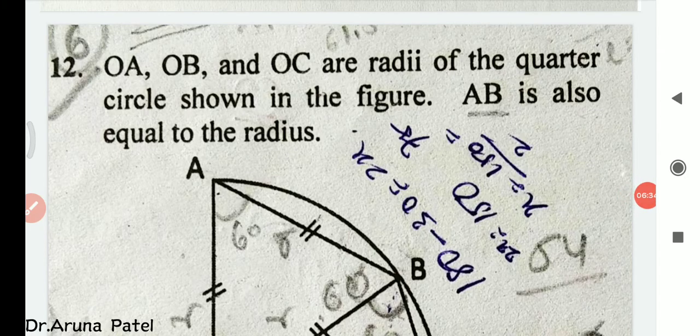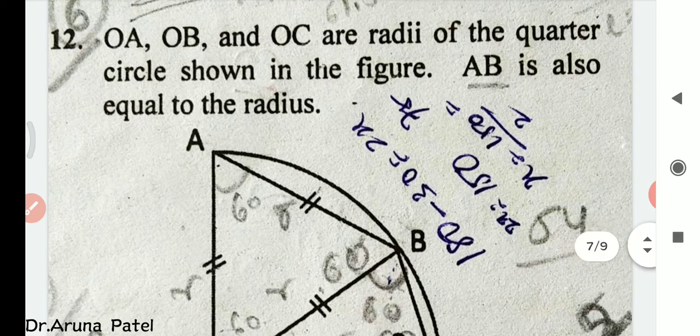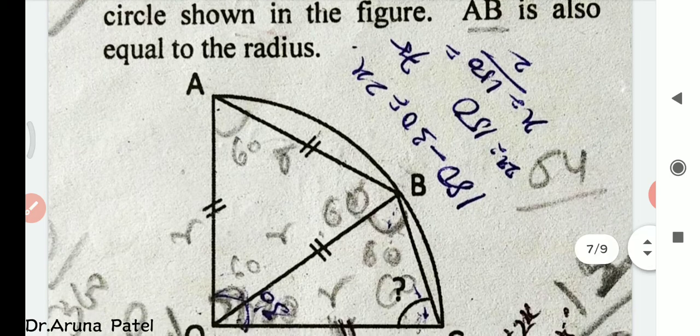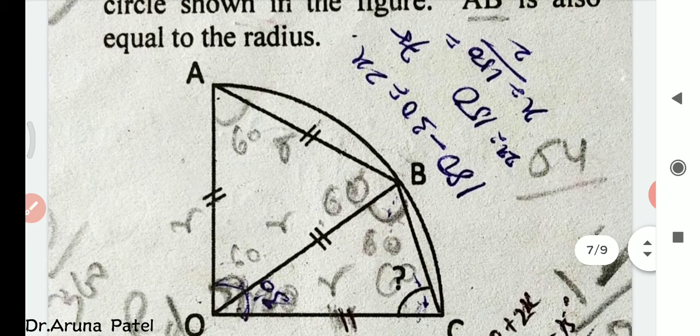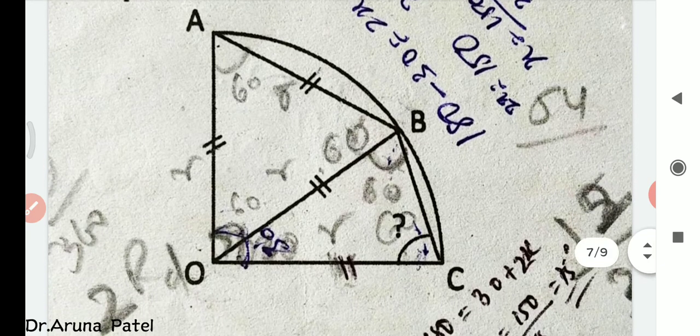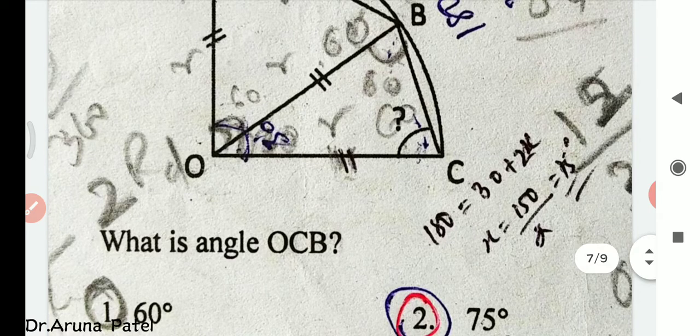Now this is question number 12. OA, OB and OC are radii of the quarter circle shown in the figure. In the diagram, a quarter circle is given. AB is also equal to the radius. Here AB length is given, which is equal to the radius. So what is angle OCB? So OCB is asked here.